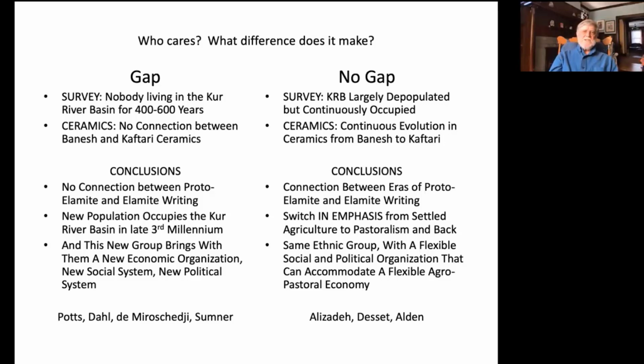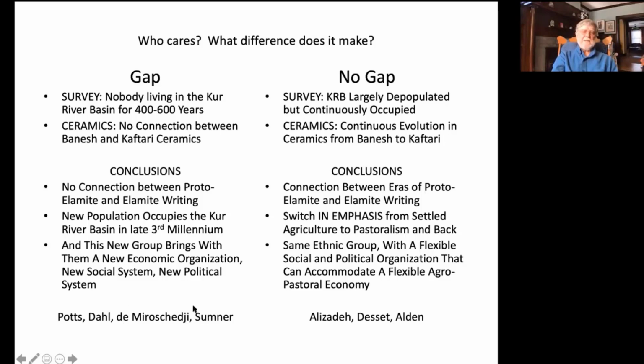You might suggest that there are new populations that occupy the Kura River Basin, that the Banesh peoples abandon it and that new Kaftari peoples move in. And if you believe that, or you suspect that, you might say that the new group has a new form of economic organization, a new social system, a new political system. Sumner was definitely toward this end of the continuum.